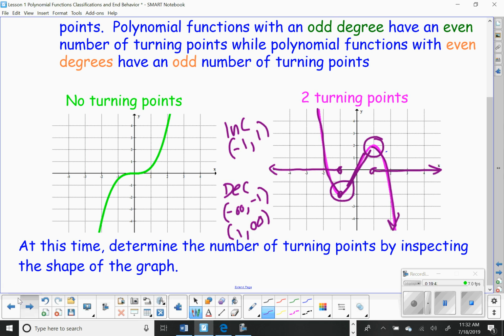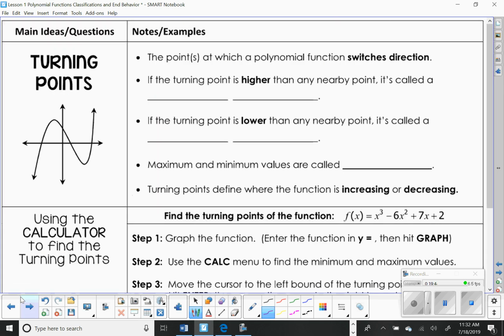Okay? Now, if you'll turn past your notes, you'll see polynomial functions, some work you're going to do, and then the next page says end behaviors, and then you'll see where it says turning points. Okay? I want to go through this first part with you to make sure you understand, because it's important to have all of this down. The points at which a polynomial function switches direction is the turning point or points.